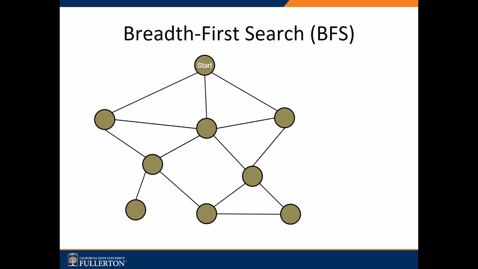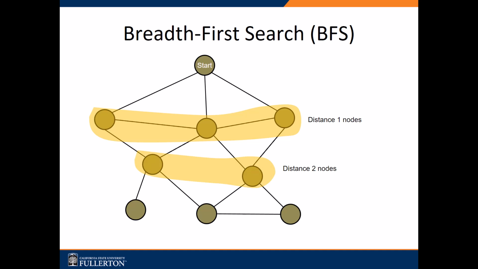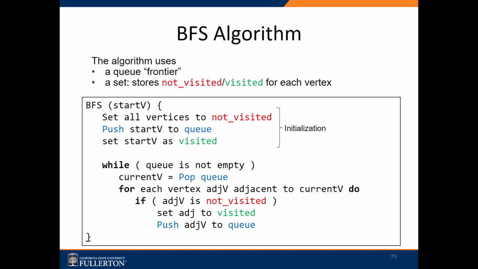The main idea of breadth-first search is that we start from some vertex, then we visit all the nodes one step away from that start node before moving further away. Then we visit all the nodes that are 2 steps away from the start node, and only after we have done that do we move to nodes that are 3 steps away from the start vertex. This is a pseudocode for the breadth-first search algorithm. This implementation uses 2 data structures, a queue, sometimes called a frontier queue, and a set to store whether a vertex has been visited or not.